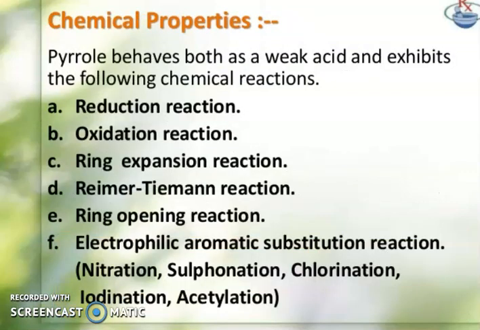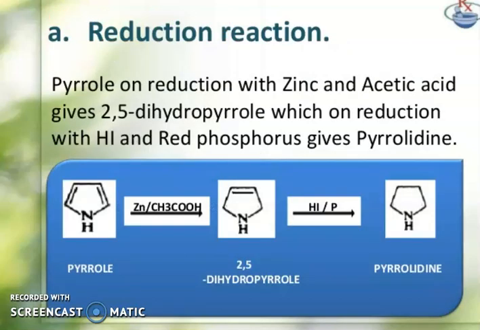Now friends, chemical properties. Pyrrole behaves as a weak acid and exhibits the following chemical reactions: reduction reaction, oxidation reaction, ring expansion reaction, rearrangement reactions, ring opening reactions, electrophilic aromatic substitution reactions: nitration, sulfonation, chlorination, iodination, and acetylation. Friends, let us discuss one by one.